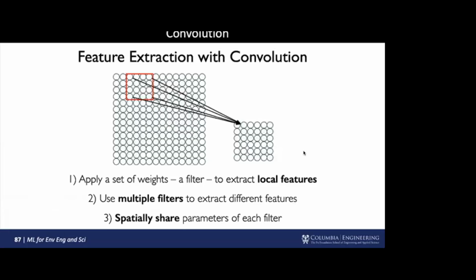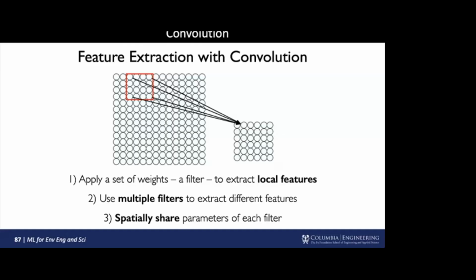Okay, so this slide summarizes what convolution does. We apply a small set of weights called a filter to a local patch of the image. We use multiple filters so the network can detect different kinds of features at the same time. And we share the same filter weights across the image, so the same feature can be detected anywhere in this image. These three ideas are what will make a convolutional neural network efficient and powerful.